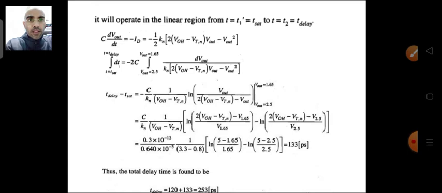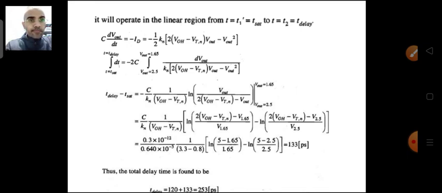The transistor will work in the linear region from 2.5 volts, where it stops working in the saturation region, until the point at which the output transition reaches 50%. The point at which the transition comes to 50% is your 1.65 volts. So if you substitute the limits of 2.5 to 1.65 volts and solve this equation, we can find the other time. Let's denote that time as the time between T set to T delay.